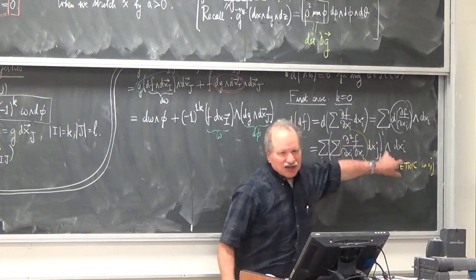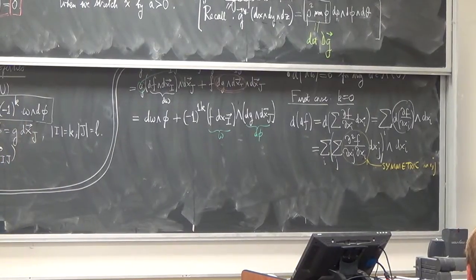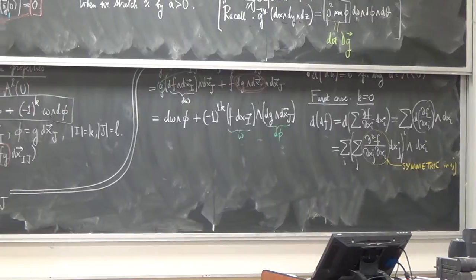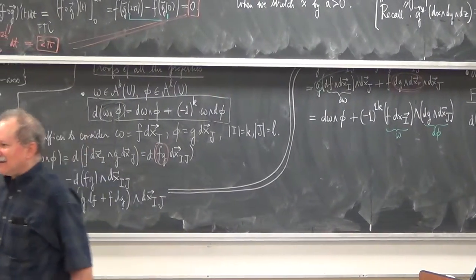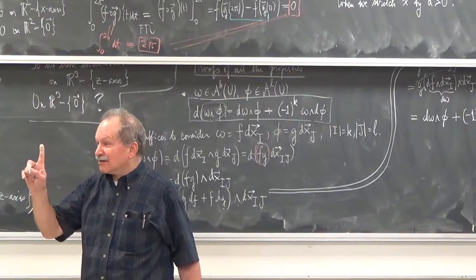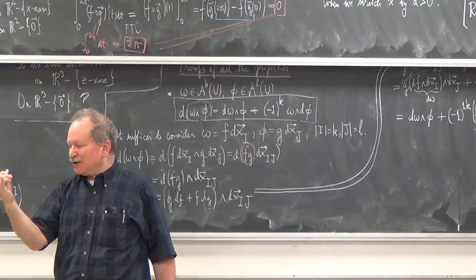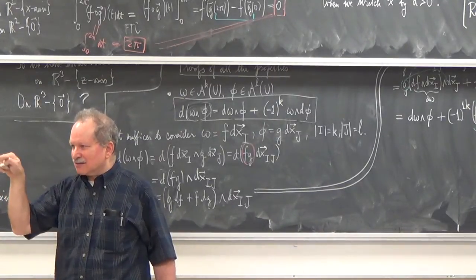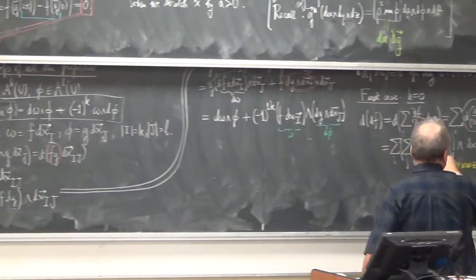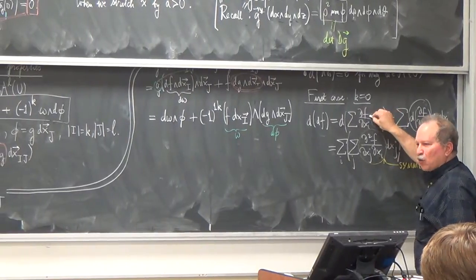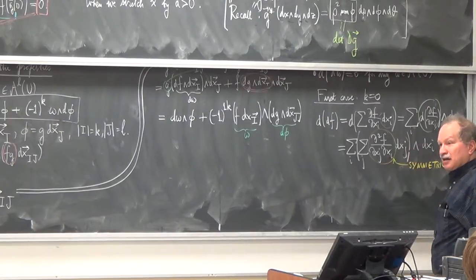What happens if I switch i and j there? What do you think is going to happen? It's all going to turn into 0. Wait, wouldn't switching give a minus 1? Right, this is very important, Cameron. This is a single dx, it's a 1-form. This is a single dx, it's a 1-form. So if I switch these, I get a minus sign.